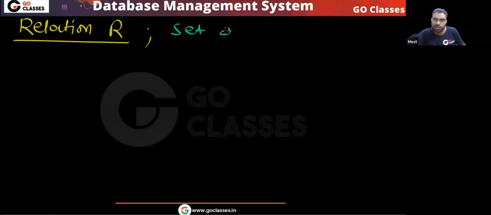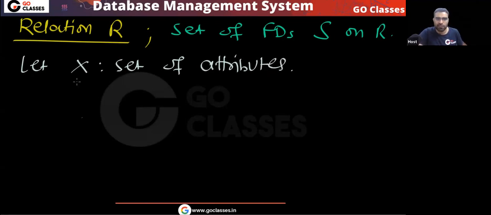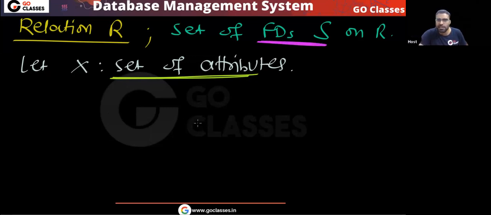Let's assume a set of functional dependencies S on R is given to you. Now, let's assume that X is a subset of R, meaning X is a set of attributes. Then what is closure of X? Remember, X is a set of attributes and these are your functional dependencies. So two things are given to you: the functional dependencies and this set of attributes X.